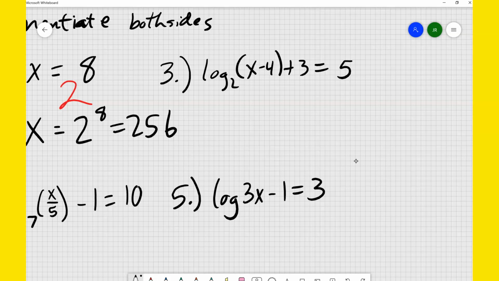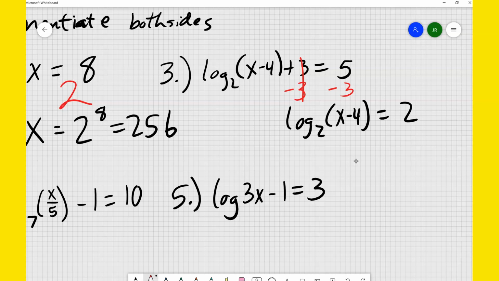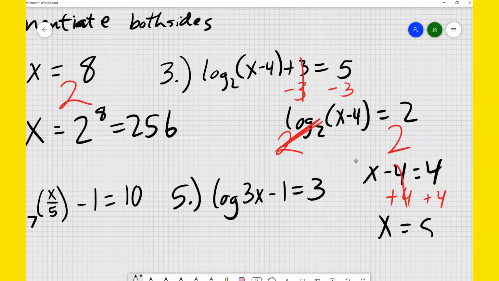Let's do this one. What do we want to do first here? Again, don't forget your previous algebra skills. We want to get rid of that plus 3. And how do we do it? We subtract 3 from both sides. And so that gives me log base 2 of x minus 4 equals 2. And then I'm going to exponentiate both sides with a base 2 to get rid of that log base 2. That cancels that out. And that leaves me with x minus 4 on the left side equals 2 squared, which is 4. And then I will add 4 to both sides to get rid of that minus 4. And my final answer is x equals 8.